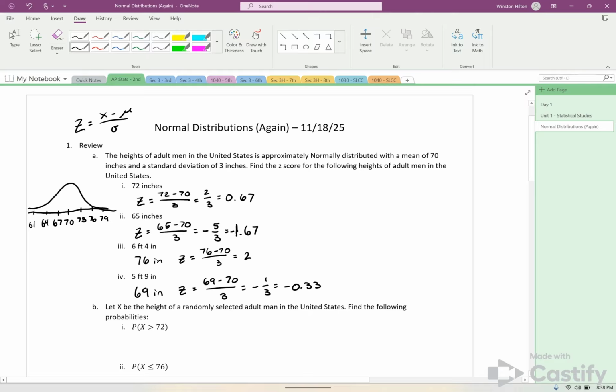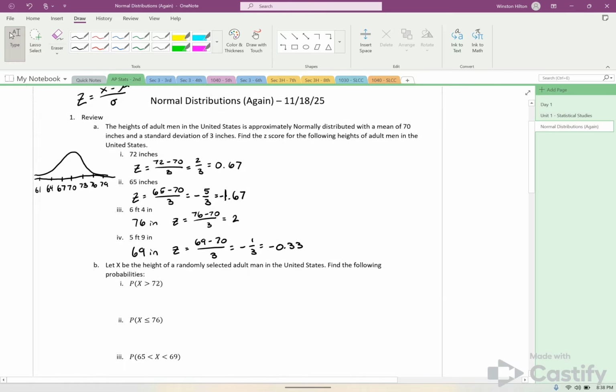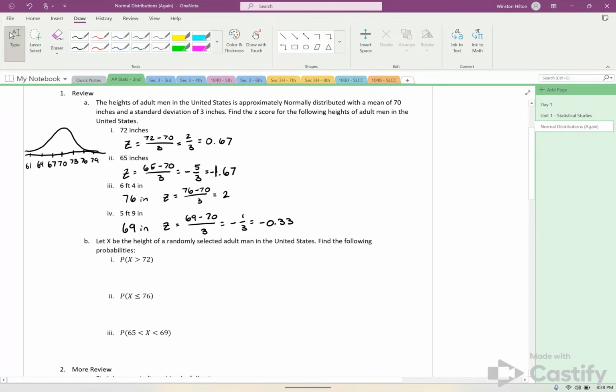As a reminder, what a z-score tells us, it's also known as a standardized value. It tells us how many standard deviations above or below the mean a particular data value is. So 72 inches is 0.67 standard deviations above the mean. 5'9" is negative 0.33 standard deviations below the mean. Okay? So now let's find some probabilities.